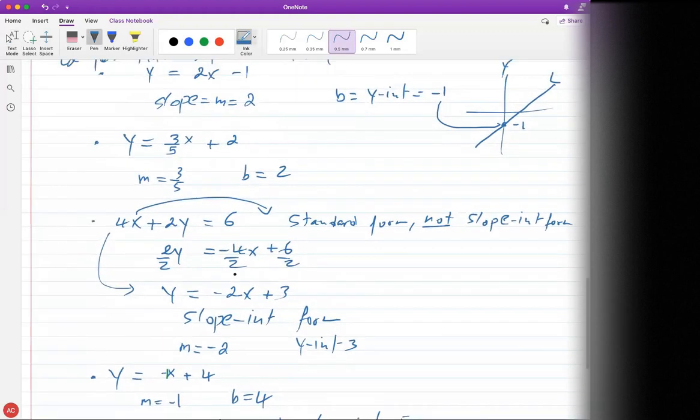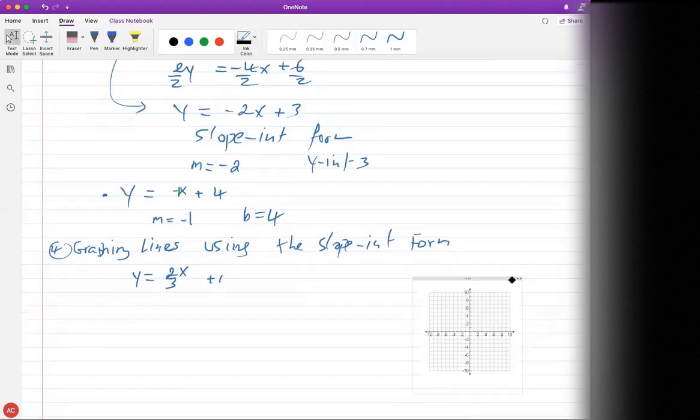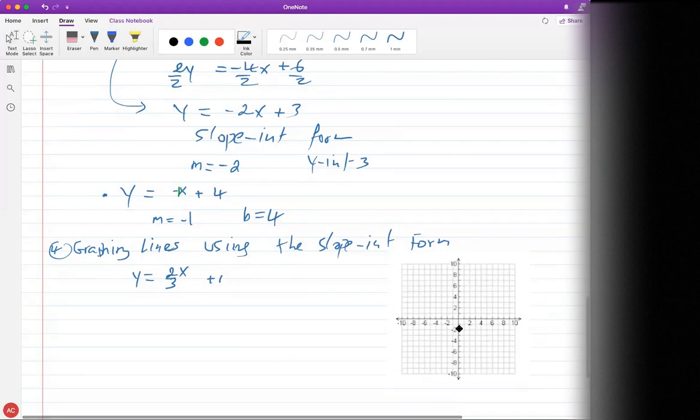Let me take one of the examples. Okay, so that's the equation. We want to graph it, so we're going to need a graph right here. So here's what you do. You can graph this very quickly, in seconds.